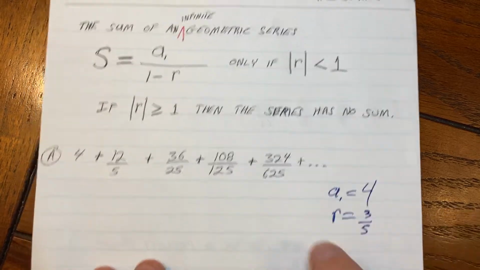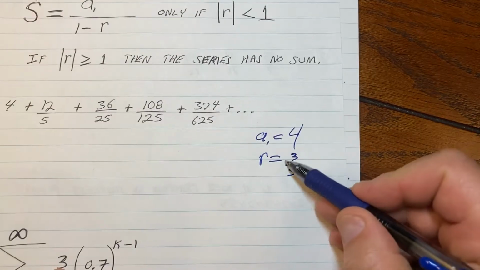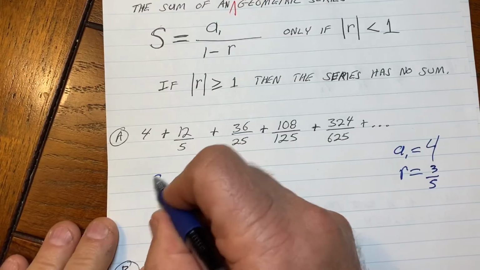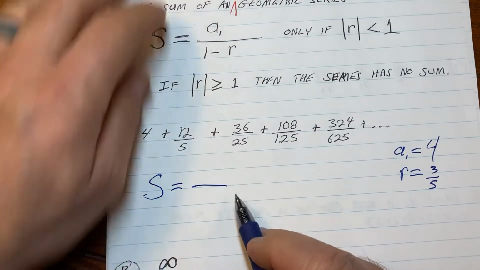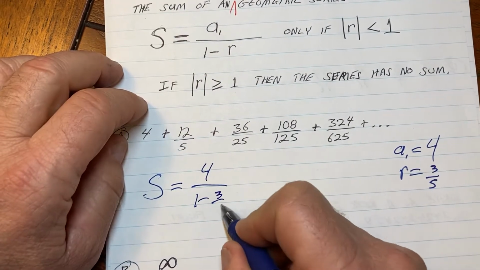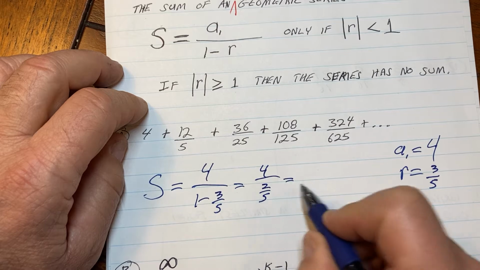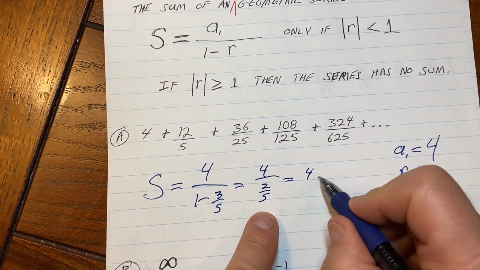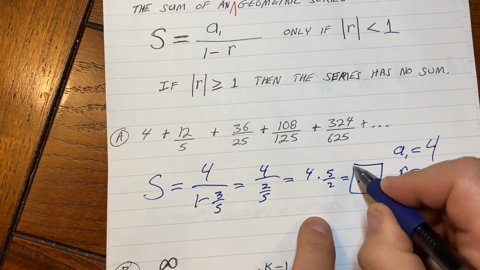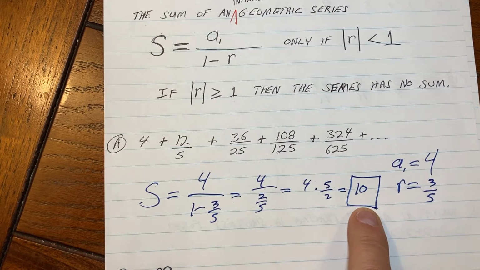We have those two bits of information. Now we have to see, does this apply? Is the absolute value of R less than 1? Yes, which means we're going to get a sum. So the sum: the value of the first term is 4, over 1 minus 3/5. 1 minus 3 is 2/5, so 4 times the reciprocal, 5/2, equals 10. So if you add all of these terms together, you're going to get 10.